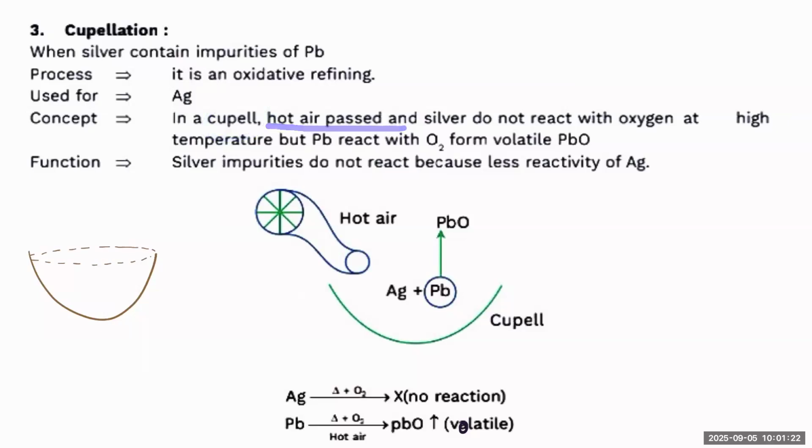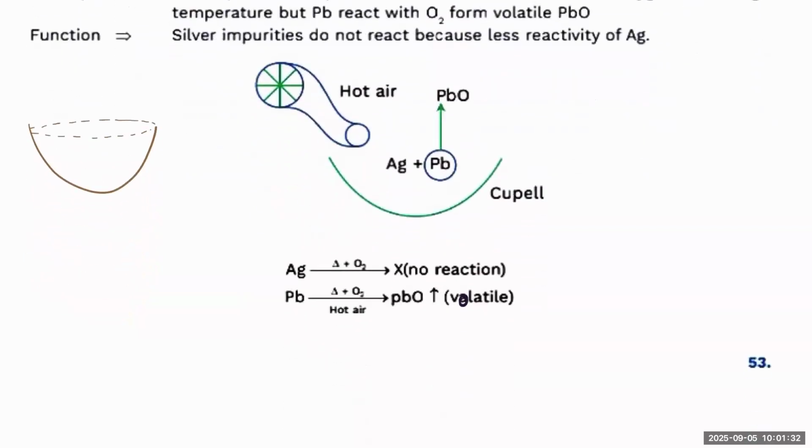In this cupel, hot air is passed and silver does not react with oxygen. If you remember the Ellingham diagram, we learned that silver is unstable with oxygen at high temperature. In fact, the backward reaction is more favorable; Ag2O will decompose into silver. So silver does not have a lot of affinity with oxygen at high temperature. But lead has high affinity with oxygen at high temperature. Therefore, lead will form PbO, and PbO is volatile.